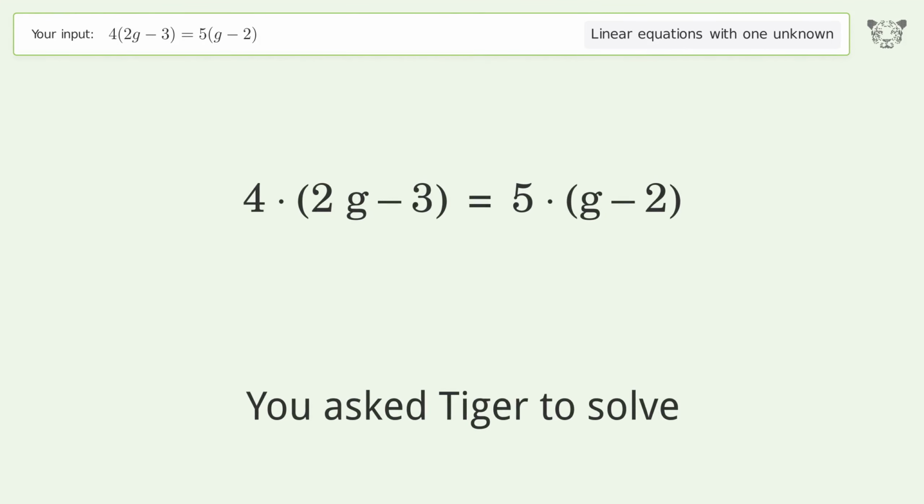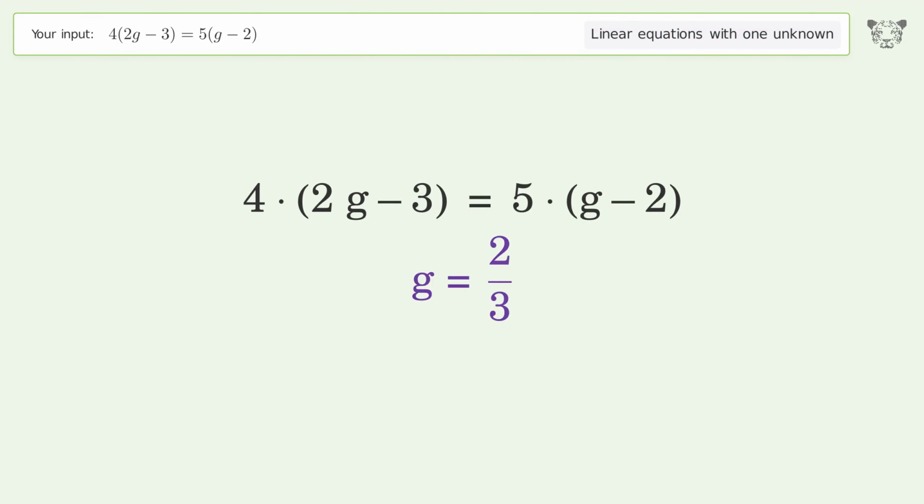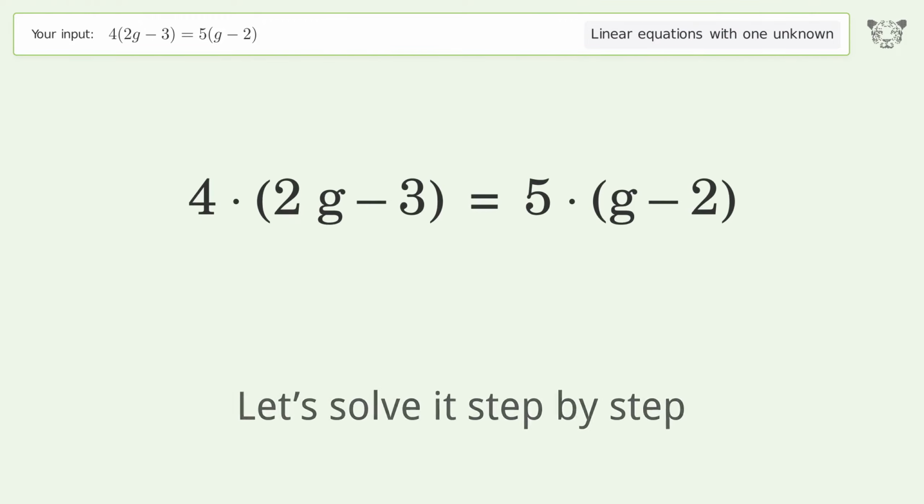You ask Tiger to solve this. This deals with linear equations with one unknown. The final result is g equals 2/3. Let's solve it step by step.